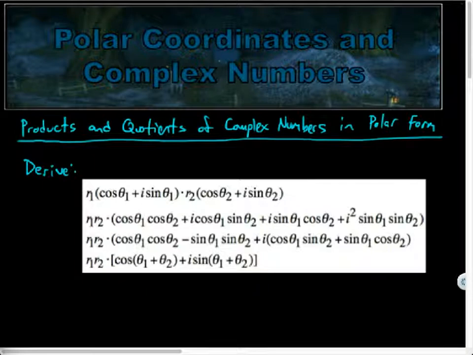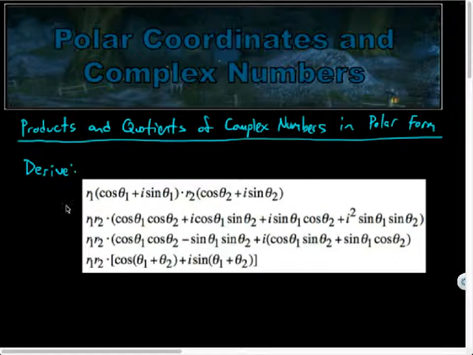Greetings and welcome. Today we're taking a look at products and quotients of complex numbers, which technically we've done before, where we've multiplied them in rectangular form, a plus bi times another a plus bi, where we essentially FOIL that out, or dividing them where we have to multiply top and bottom by a conjugate. But today we're going to multiply and divide complex numbers that are in polar form. So that's what we're specifically going to analyze today.